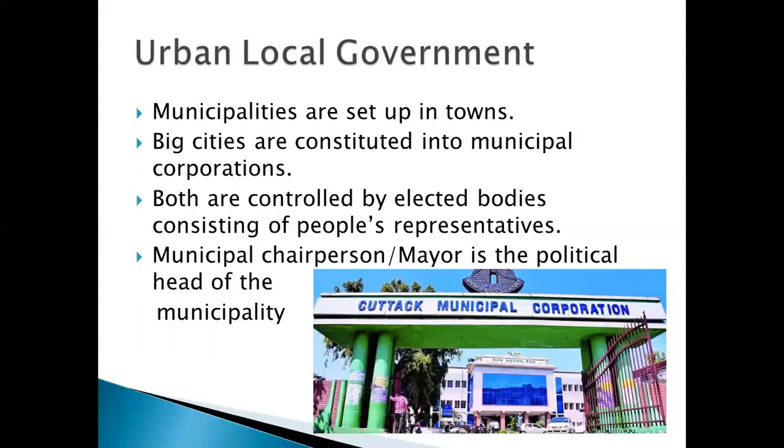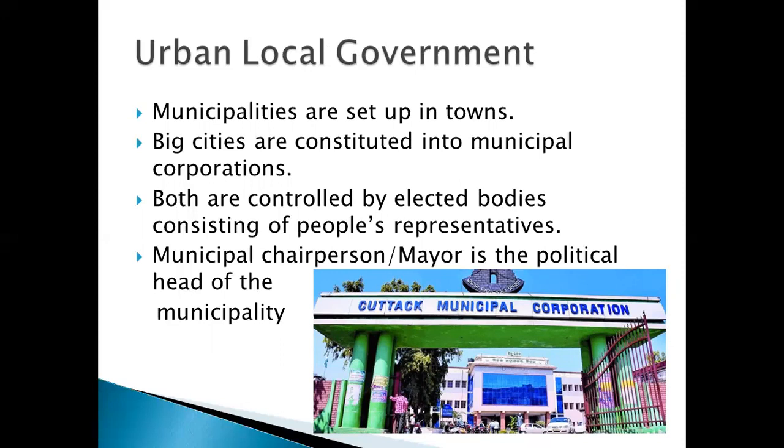If you talk about urban local government, then municipalities are set up in towns, and if the city is very big, then there is a municipal corporation as a third tier of government. Now, both of these are controlled by elected bodies. It means that the people elect their local representatives by voting, and they are the members of this municipality or the municipal corporation.